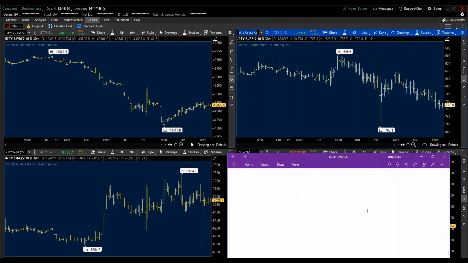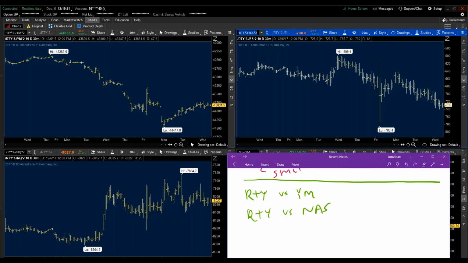Okay, so now we have, the top is going to be Russell versus Dow. I'm just thinking about the best way to display this. And then we're going to have Russell versus Nas. Russell versus S&P.